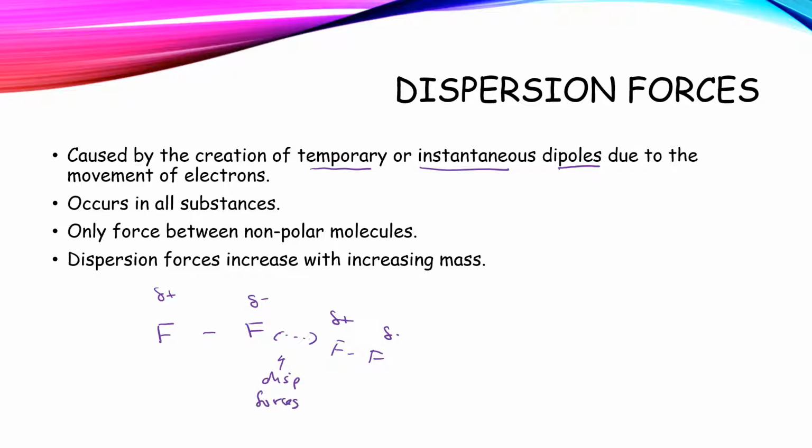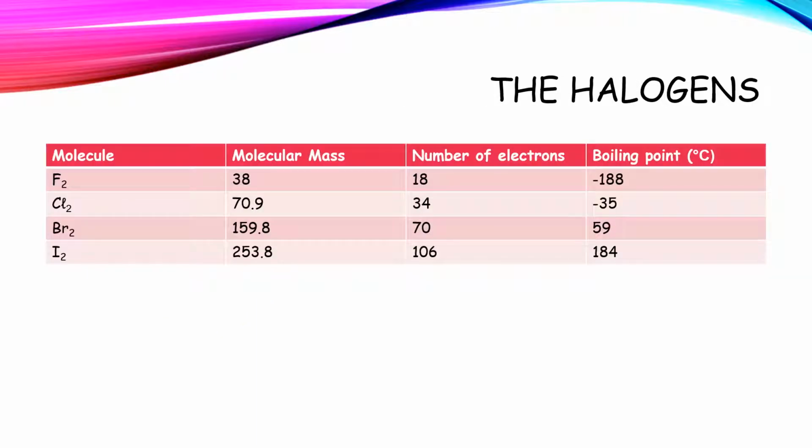Now, we know that every substance has electrons. That means every substance has dispersion forces, but they're not always significant. This is the only force between non-polar molecules. And what we've found is that the dispersion forces increase with increasing mass. So if you look at this example, these are all non-polar molecules.